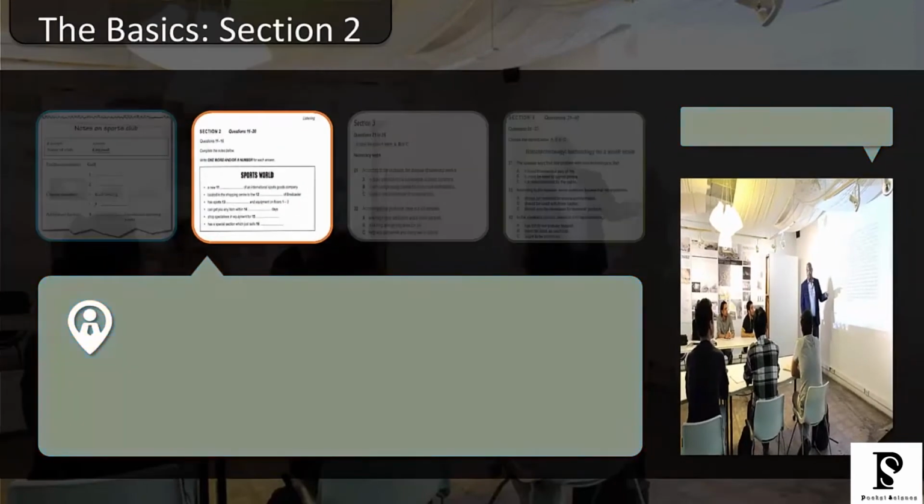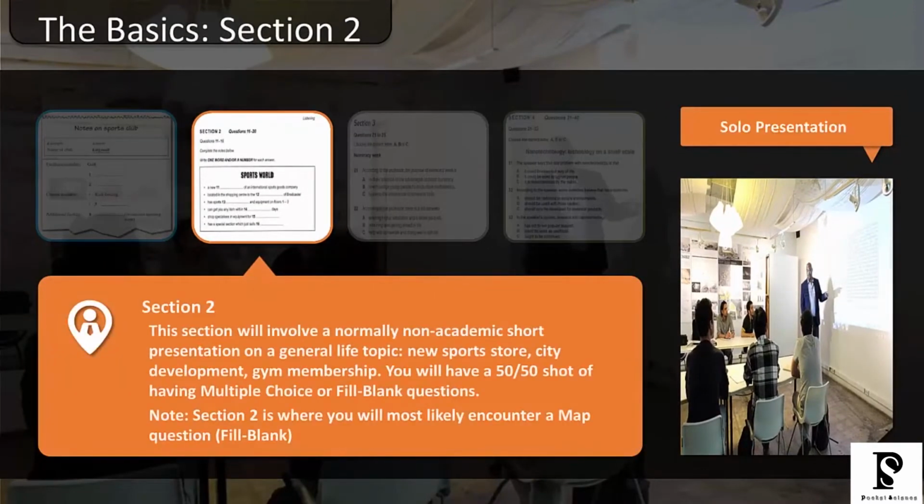Okay, so now let's go ahead and move forward with section number 2 of the listening. Now, this is going to be normally a non-academic short presentation on some type of general life topic. They're going to be talking about some new center that opened, some new community project that's going on. That's what they're going to talk about, something they're developing new in the community, but it's going to be one person speaking. Now, you have like a 50-50 shot of having multiple choice or fill the blank questions.